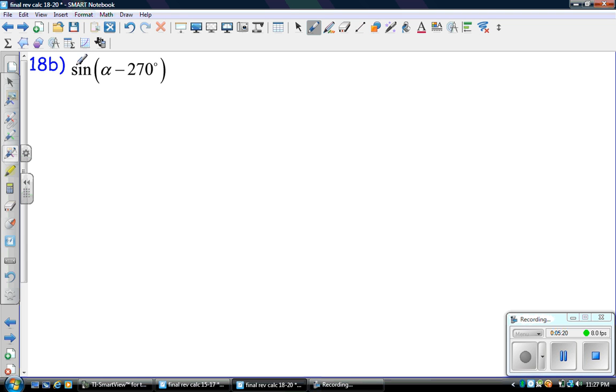So you can look up the identity for sine subtraction, but here's what it breaks into. Oops, that's not at all what it breaks into. Let's try that again.